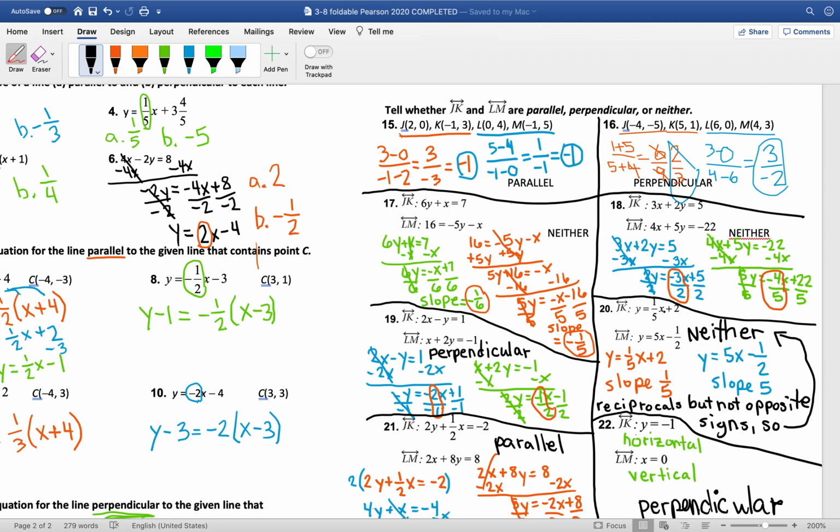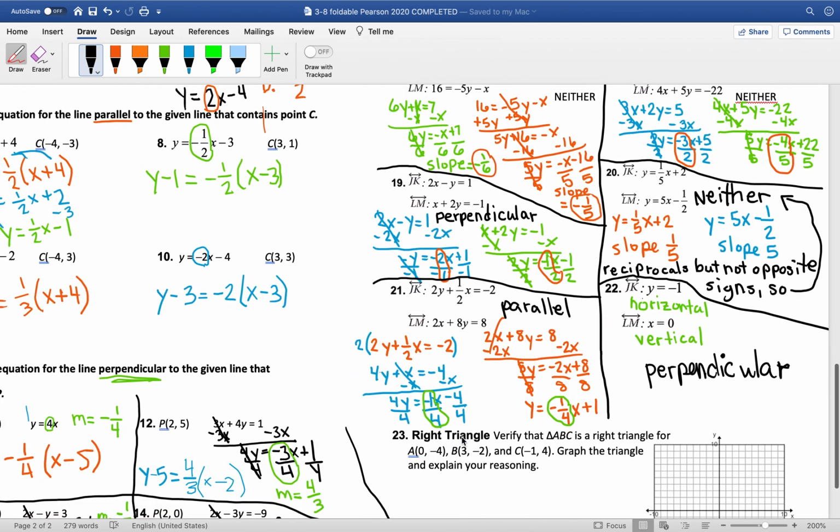On 20, I didn't have to solve anything here. These are already in slope-intercept form, so you just identify the slopes. But notice, please, that while 1/5 and 5 are reciprocals, they are not opposite signs. So these are not perpendicular. They would only be perpendicular if the signs were different on these. But they're both positive, so these are neither parallel nor perpendicular.